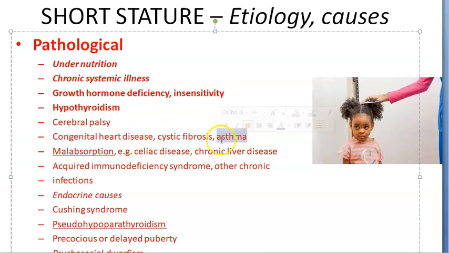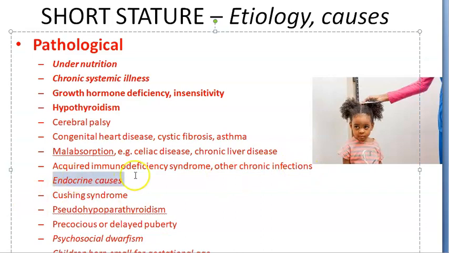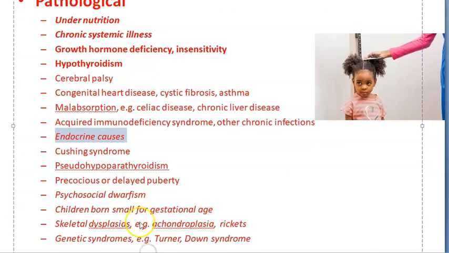Cystic fibrosis, asthma. These people are not just able to grow with all these morbidities, right? Malabsorption, celiac disease, chronic liver disease. Just blame everything in the body. Autoimmune problem. Some chronic infection. Endocrine process means hypothyroidism, right? What else? Cushing syndrome is there. Cushing syndrome, they'll have short stature, is it? Because this is little different for me, okay, to know. Pseudo hypoparathyroidism. What is pseudo hypoparathyroidism? This is like parathyroid hormone is there, but the body is not responding to it. The body fails to respond to parathyroid hormone, okay.